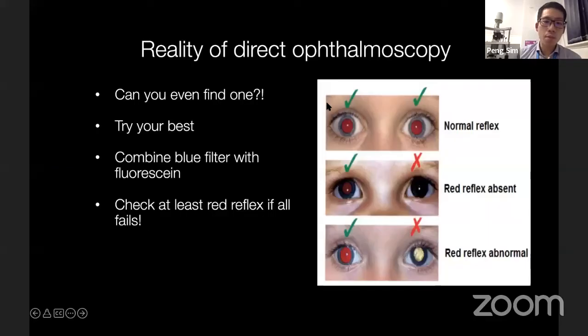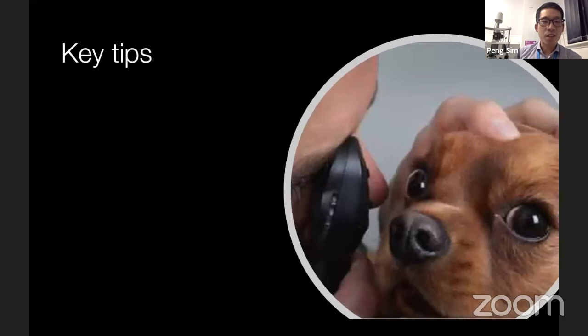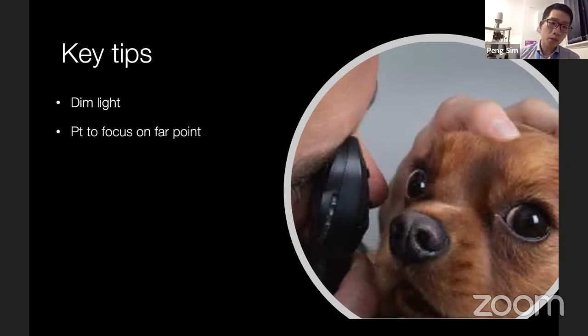So don't worry about doing this in real life. But if you have to do it, here are some key tips. Like when testing for pupil reflex, always use a dim light, because you want the eye to be as fully dilated as possible. Get the patient to focus on something far away, because if they look at something near, they get the near response where the pupil constricts, and you struggle to get a view.